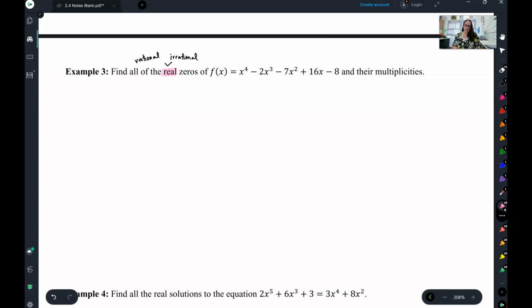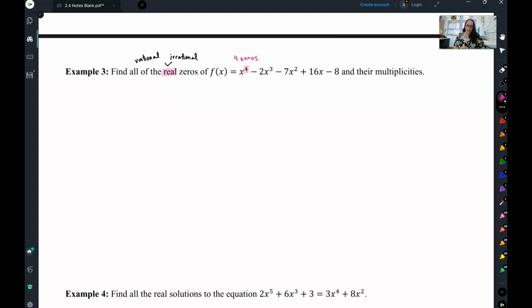Second thing we notice is that f of x is a degree 4, which means I should end up having 4 zeros or 4 answers, 4 x-intercepts. Next thing we do is we realize that we need to list our possibilities.